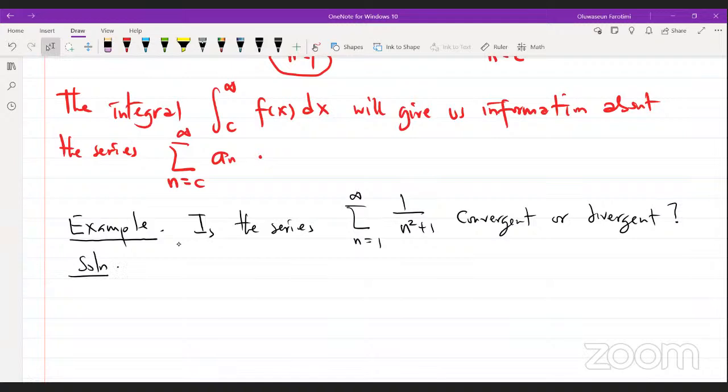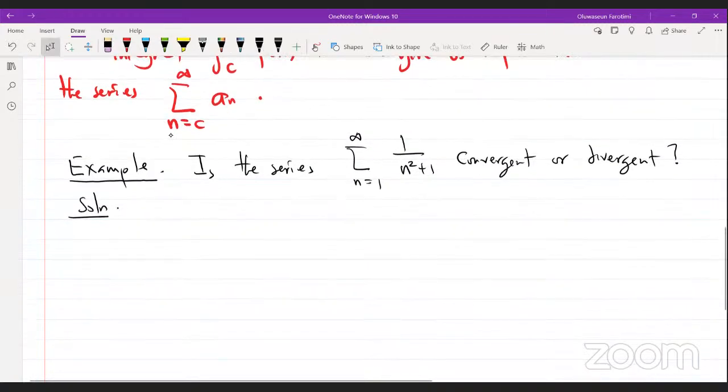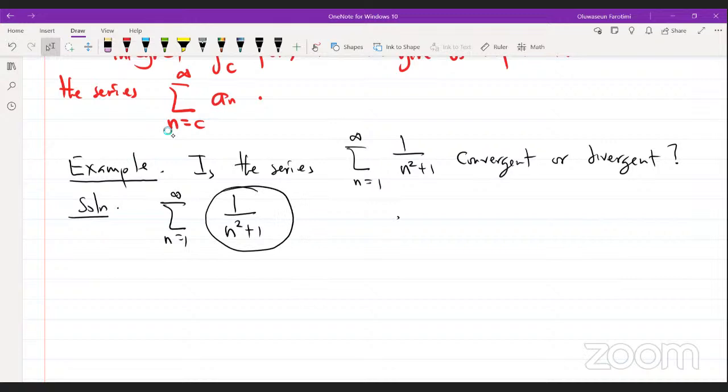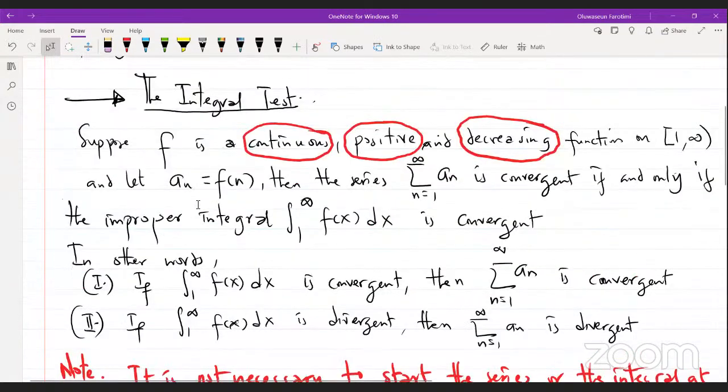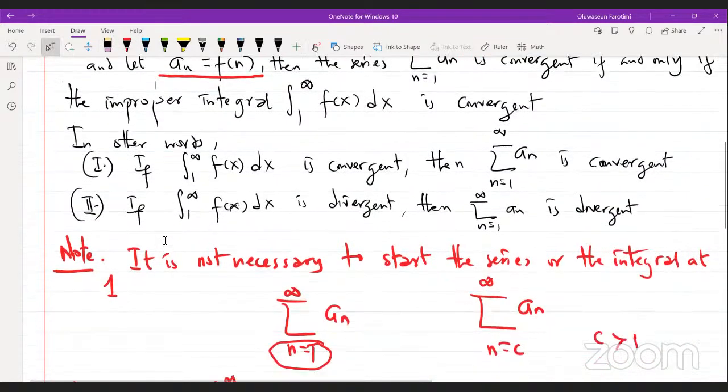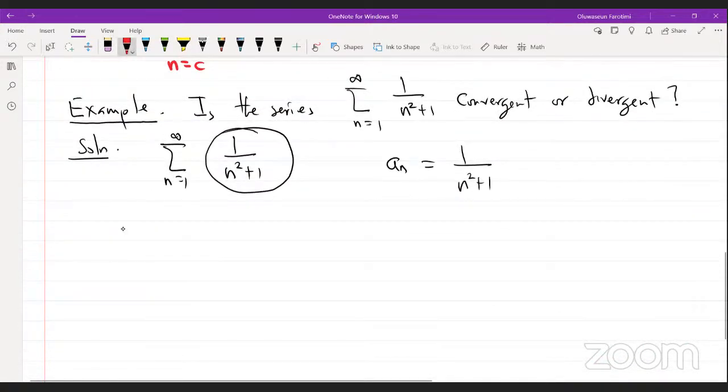Now, how do we go about this? The first thing you need to do is, remember, you're given this sum, n equals 1 to infinity, of 1 over n squared plus 1. Remember that this itself is my an, right? An is just 1 over n squared plus 1. But can we back up a little bit, back to our statement of the integral test? In the statement of the integral test, we said let an equal f of n. All right, so that means, what do I do in this case? Okay, watch me.